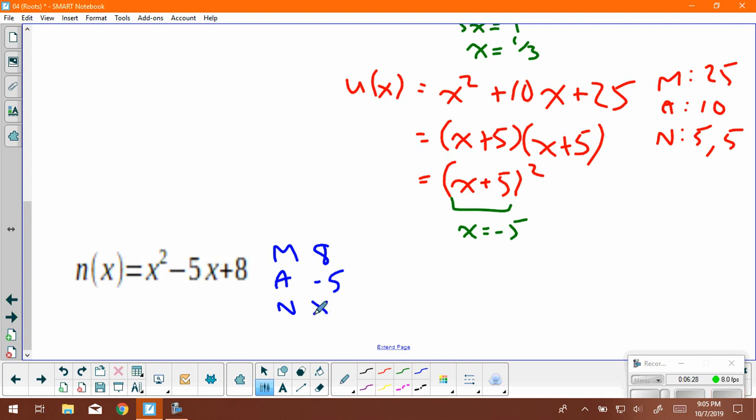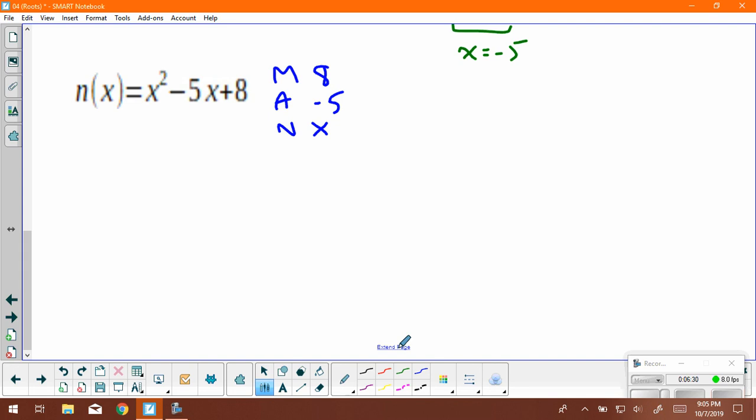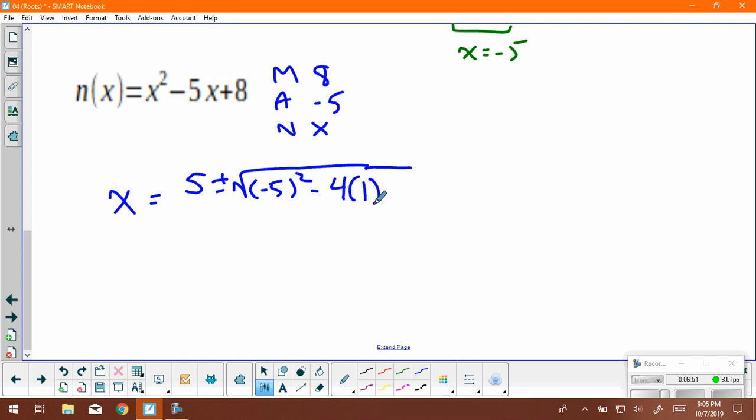We can't factor it, so we go to the formula. So x equals negative b. My b is negative 5, so negative 5, or just 5, plus or minus the square root of b squared. So negative 5 squared minus 4 times 1, my value of a, and 8 is my value of c. So a is 1, b is negative 5, and c is 8.